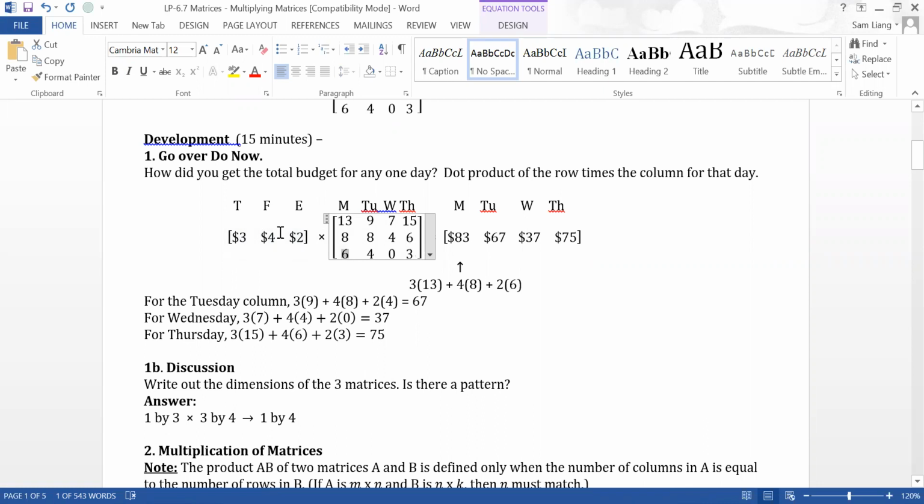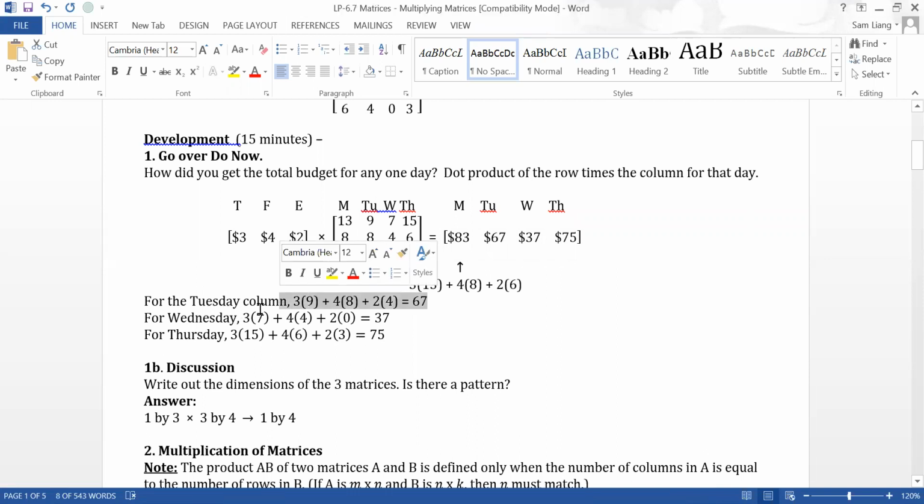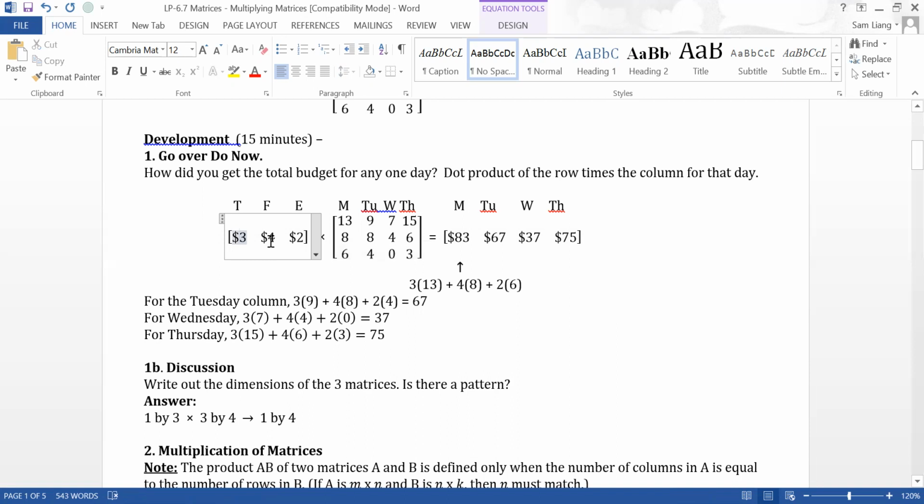So 3 times 9 plus 4 times 8 plus 2 times 4. That's 67, which I label right here. And then for the Wednesday column, it's 3 times 7 plus 4 times 4 plus 2 times 0, which is labeled here. And if you add that together, you get 37. And then for Thursday, you get 3 times 15 plus 4 times 6 plus 2 times 3. So that'll be 75. In summary, you would have this matrix right here: 83, 67, 37, and $75. So that would be the total budget for each day.